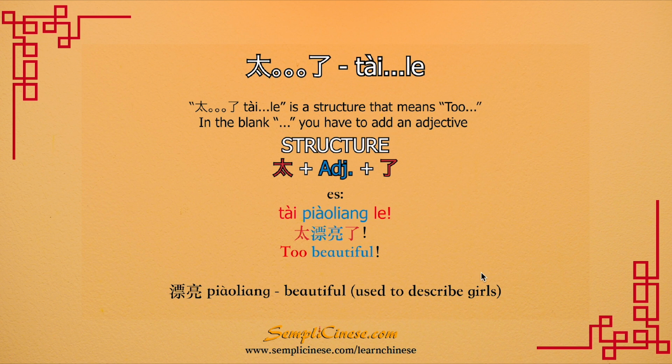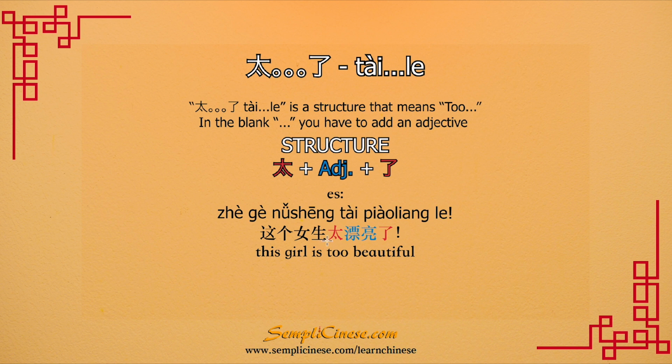Okay, now we have to see the structure 太什么什么了. 太…了 is a structure that means too. In the blank, you have to add an adjective. This is the structure: 太 plus adjective plus 了. For example, 太漂亮了. Too beautiful. 漂亮 means beautiful and it's only used with girls, with females. So it's to describe females. Too beautiful. 太漂亮了.